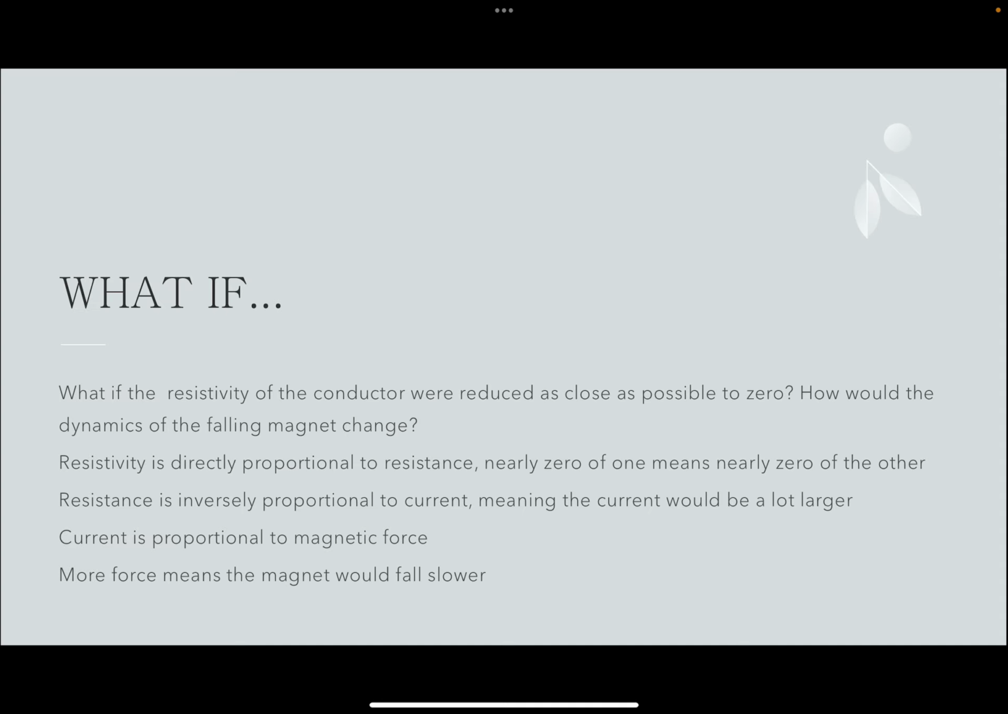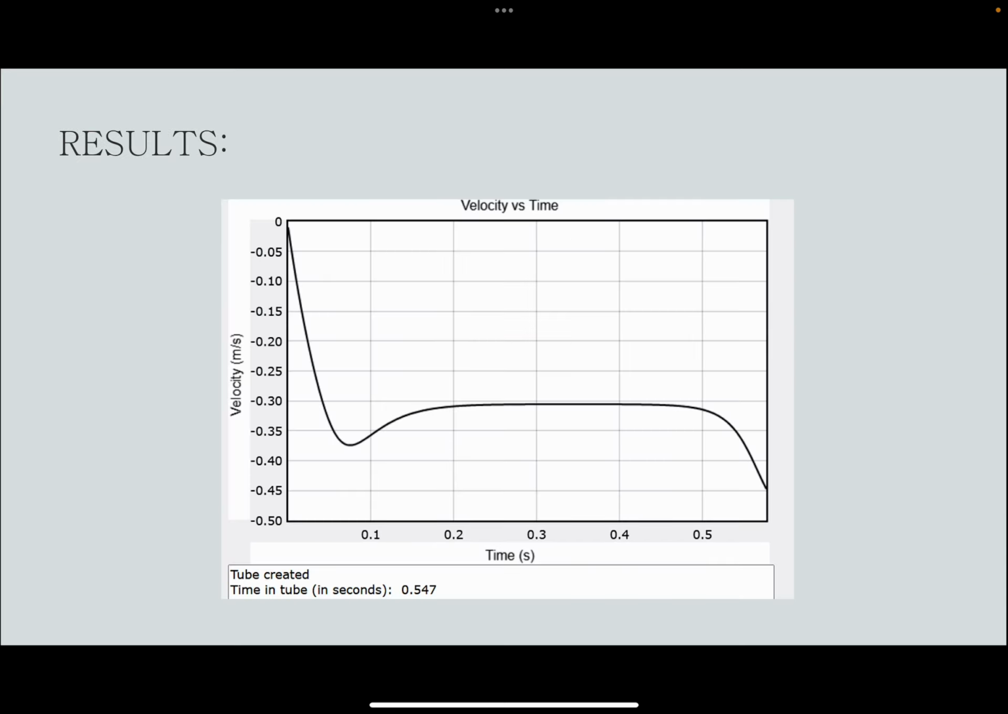Basically, the idea of the lab is that magnetic force and gravity are fighting each other, and the magnetic force causes the plateau.